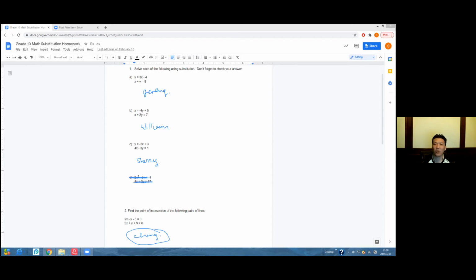Because it's relatively new for you guys, right? Before, when you guys are working with solving for equations, at the grade 8 level, you guys only solve for one variable. So you guys have one variable and one equation.